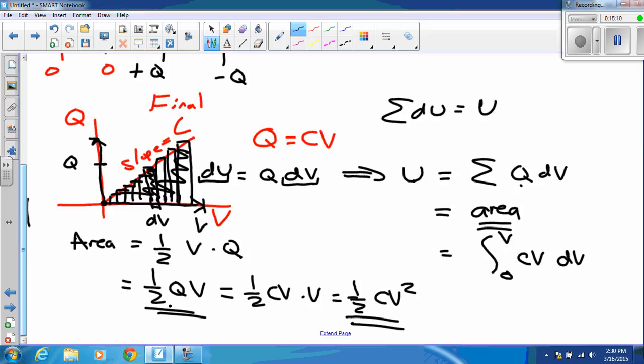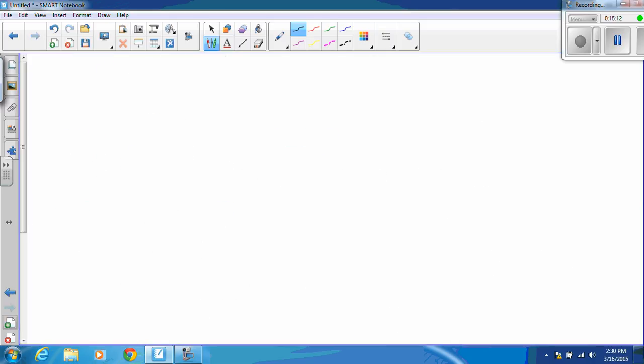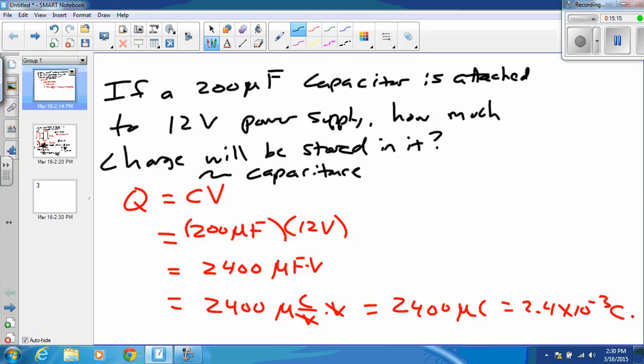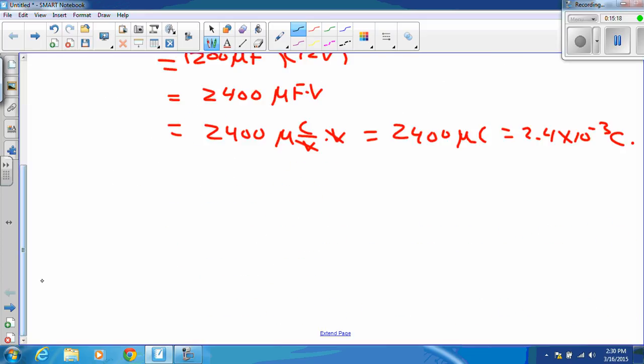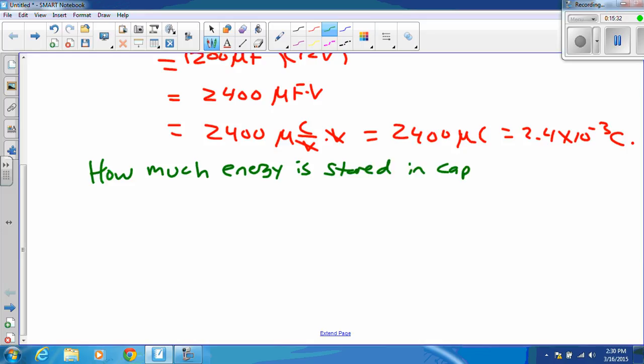Great question. So coming back to our capacitor, in the first problem we wondered how much energy is stored in this capacitor as it stores this amount of charge. So let's ask and answer that question in a different color. How much energy is stored in this capacitor?